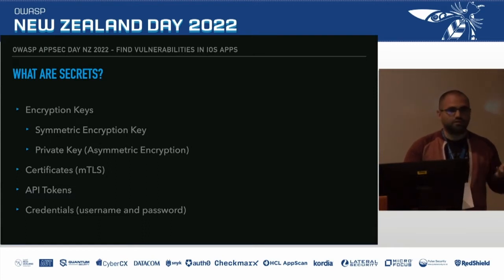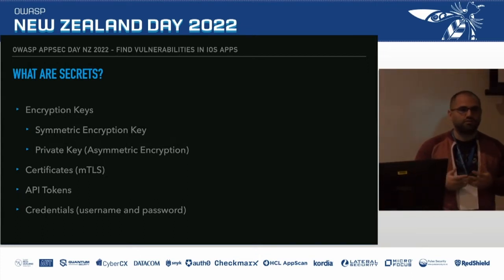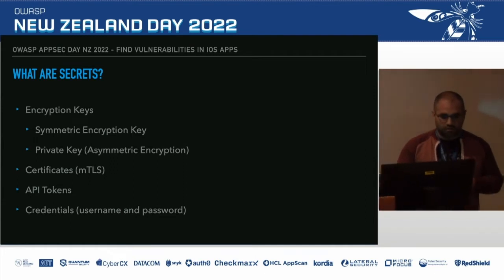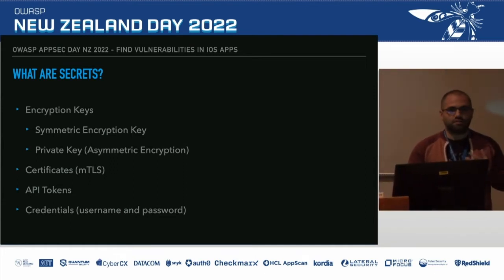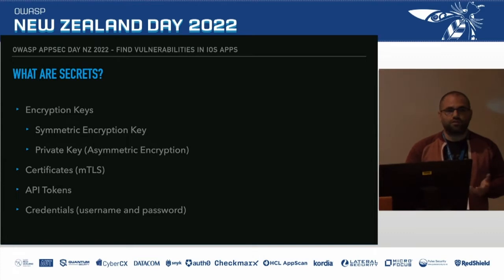There might be symmetric encryption, so you need to store the symmetric key, of course. If you have asymmetric encryption, you need to store the private key properly. There might be API tokens, there might be certificates because of mutual TLS, MTLS, and of course credentials. So there are a lot of things that developers might need to use, and that they need to secure properly.